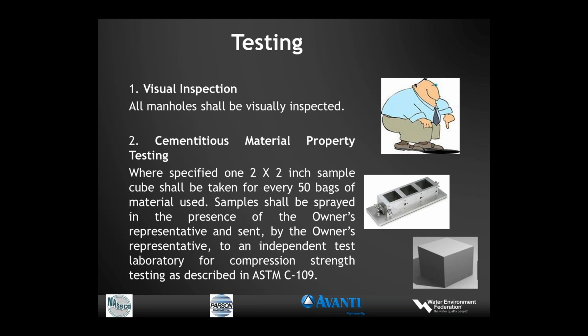Cementitious materials, the property testing is something we do. There's a standard procedure for that. It's ASTM C109 is the designation for it. It's a 2-inch by 2-inch sample that the contractor takes. The owner's representative sends it to a lab. The lab does a compression test, a strength testing on it, and verifies that the product that the contractor is installing is meeting the specifications.